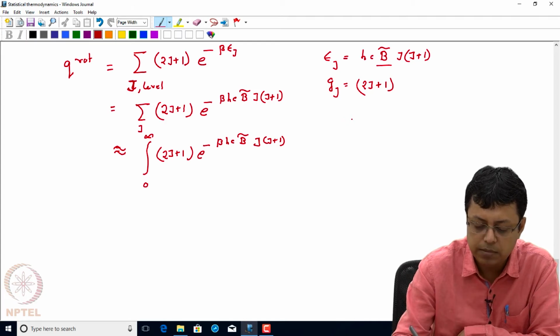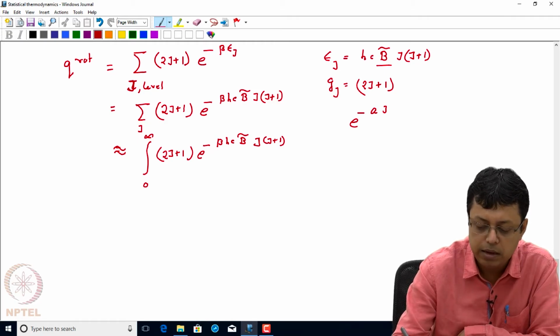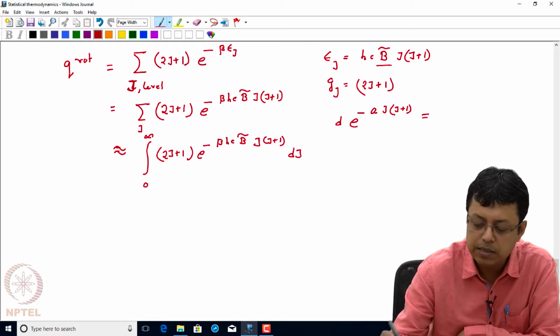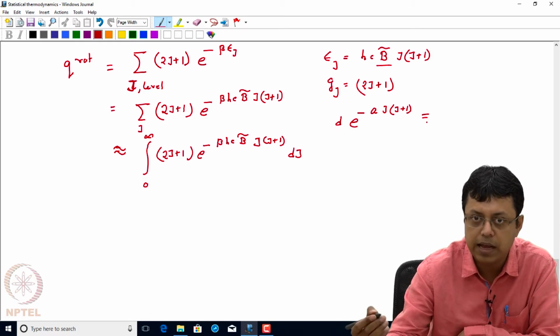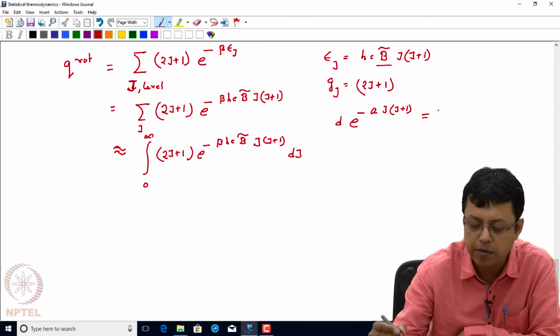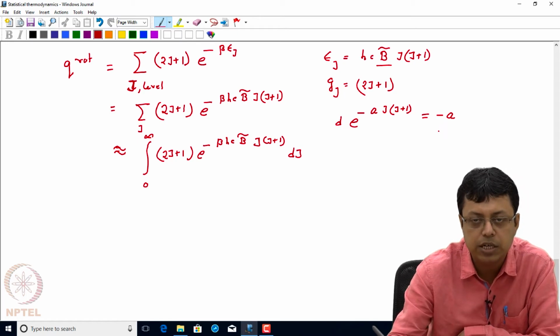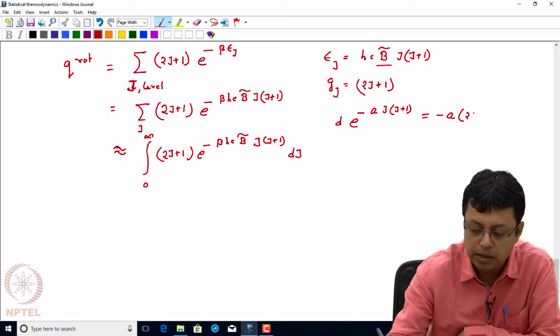Now if you have something like e to the power minus a times J(J+1), and I take the differential, how will it look? It will be e to the power minus a f(x), and its differential will be minus a e to the power minus a f(x) times the differential of f(x). Now J(J+1) is J squared plus J, so if I take the derivative, it will be 2J+1 times e to the power minus a J(J+1).